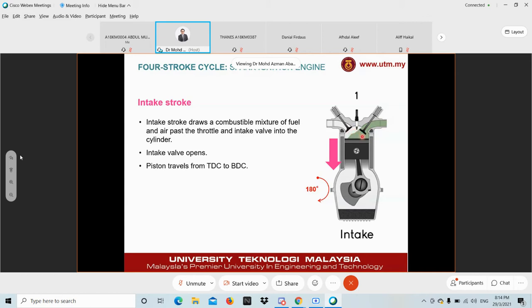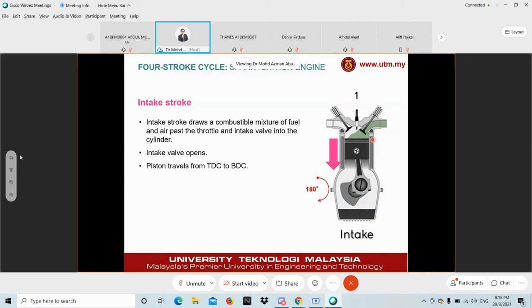Okay, so it depends. But nevertheless, the intake stroke is whereby the fresh air that comes from the air intake system goes into the combustion chamber. This is whereby the intake valve opens to allow the gas to enter the combustion chamber, and the piston moves from TDC, which is the top dead center, downwards to BDC, bottom dead center.